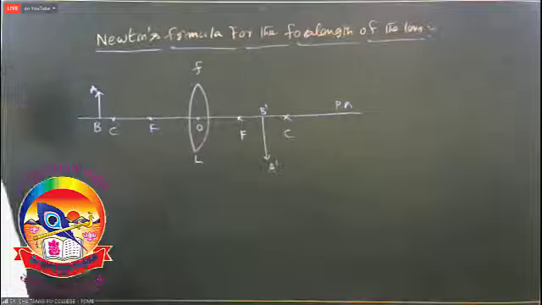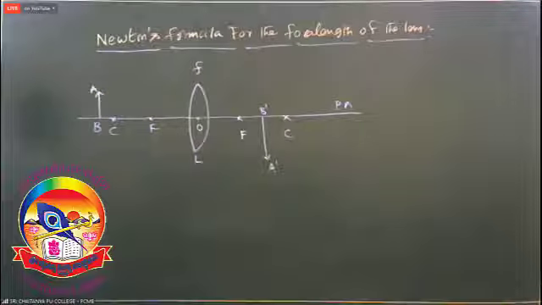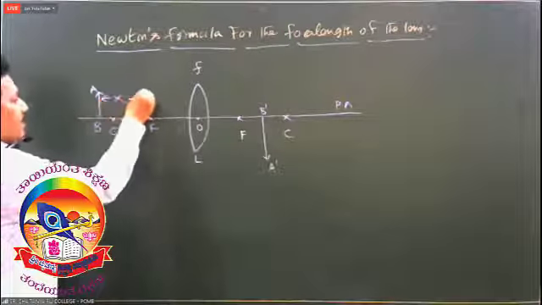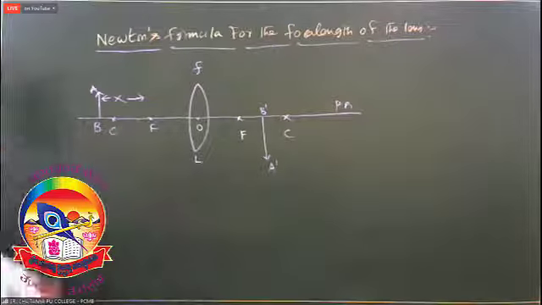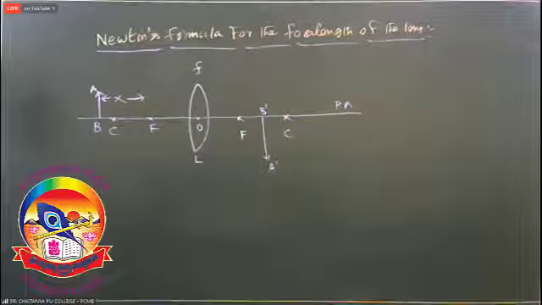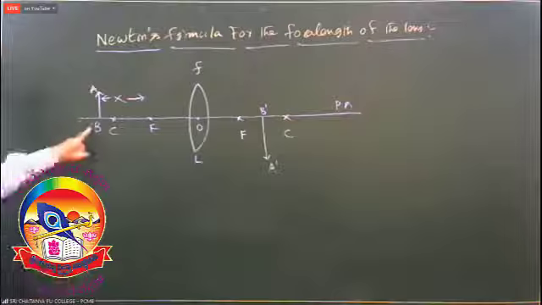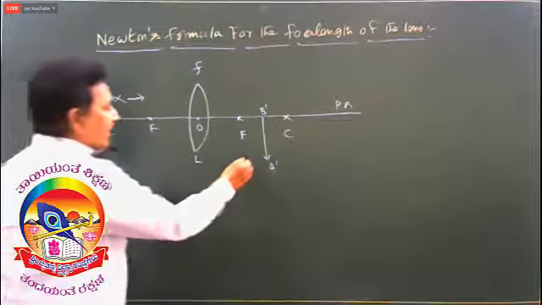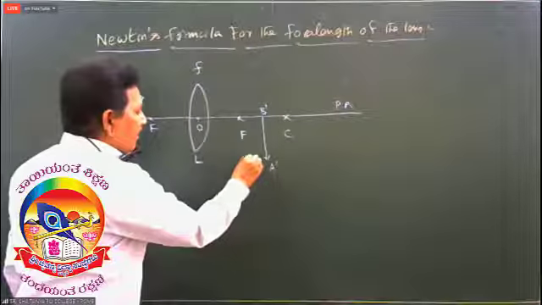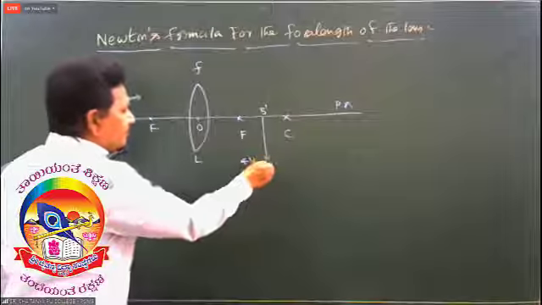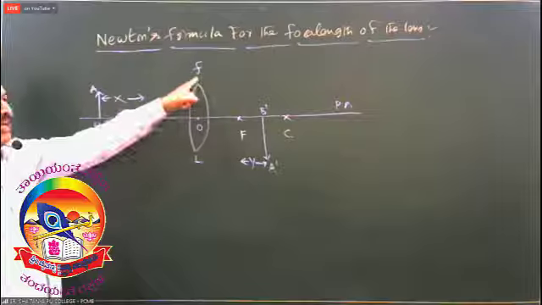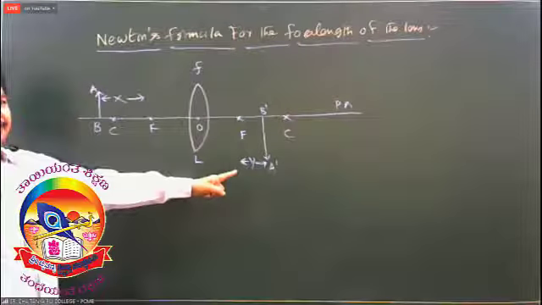AB is the object. A dash B dash is the image. The distance of the object from the principal focus is x. The distance of the image from the principal focus is y. We have to calculate the focal length of the lens in terms of x and y.